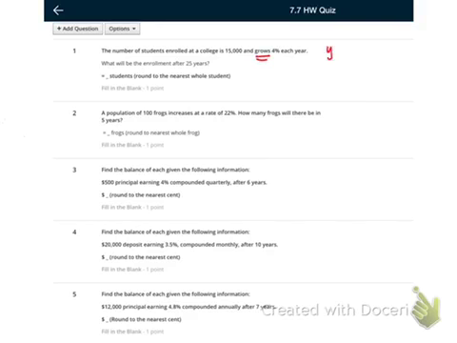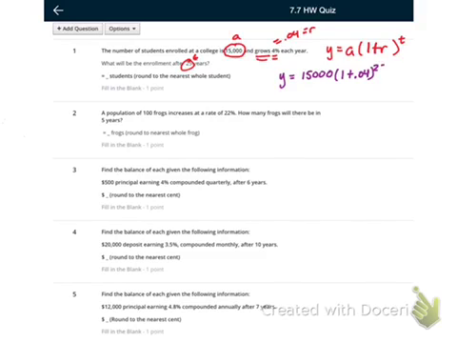So our initial setup is going to be y equals a times 1 plus the rate, raised to the time power. So a is the initial value, so that's your 15,000. Your rate has to be turned into a decimal, so 0.04 is the rate, and the time, they say, is 25 years, so t is 25. So we're just plugging in this information. So we've got y equals 15,000 times 1 plus 0.04 raised to the 25th power.